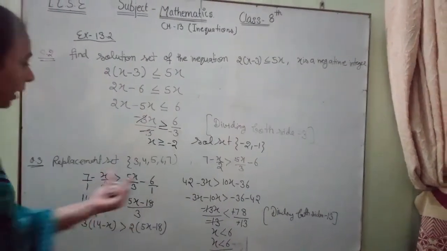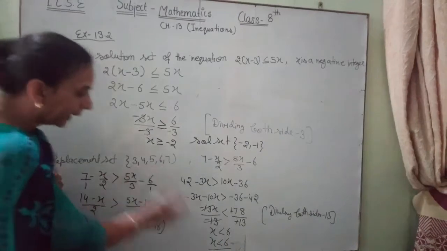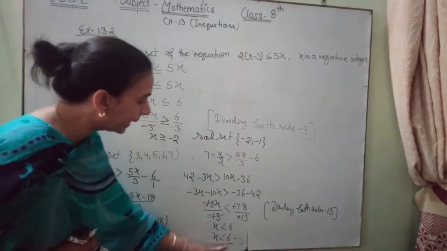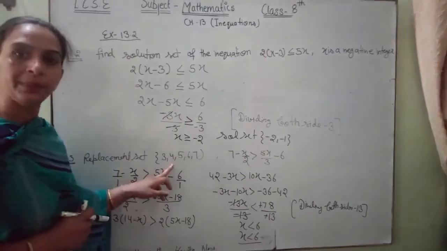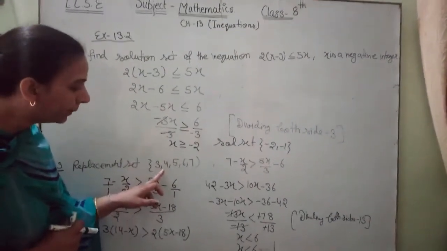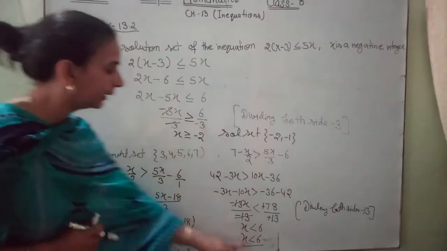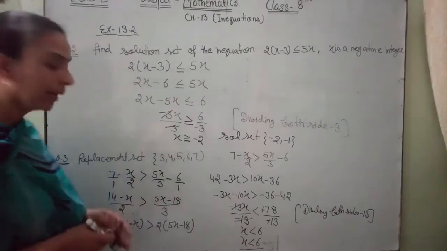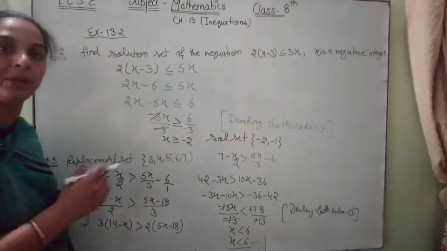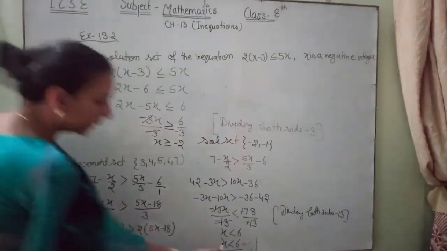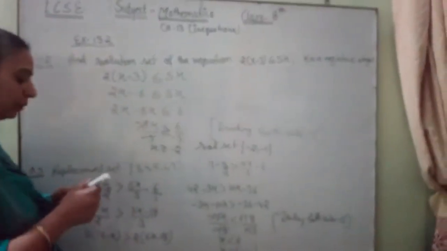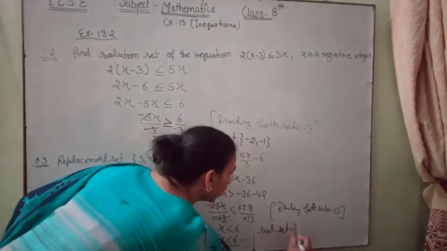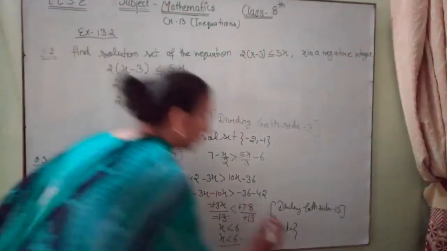Now this is our replacement set and this is our simple form of the inequation. We take all x less than 6 from this replacement set. Numbers less than 6: 3 is less than 6, 4 also less than 6, 5 also less than 6, but we don't take 6 because there is no equal sign. So our solution set is the elements 3, 4, 5.